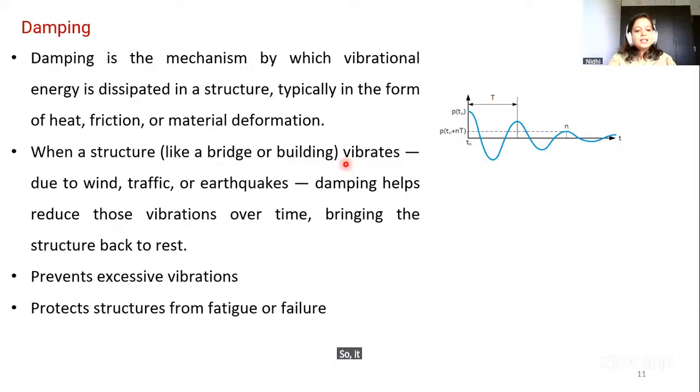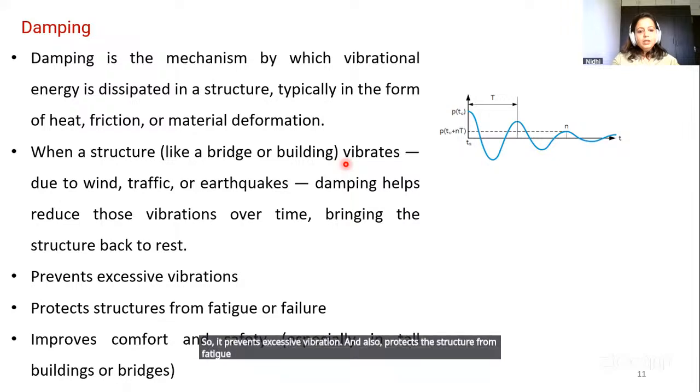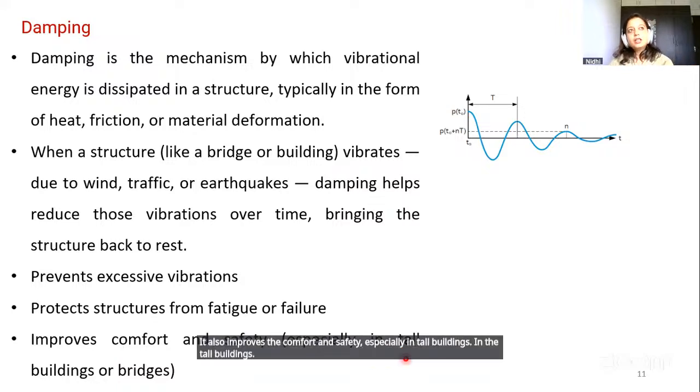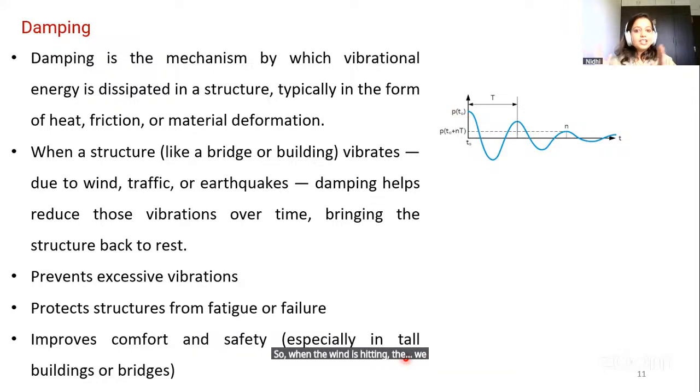It prevents excessive vibration and also protects the structure from fatigue or failure. It also improves the comfort and safety, especially in tall buildings. In tall buildings, the critical problem is due to the wind forces. When the wind is hitting, we feel like it is getting shaken. For that, we install dampers in the structure. Due to the effect of dampers, the energy will get dissipated and we won't feel that much effect. That means we get more comfort.